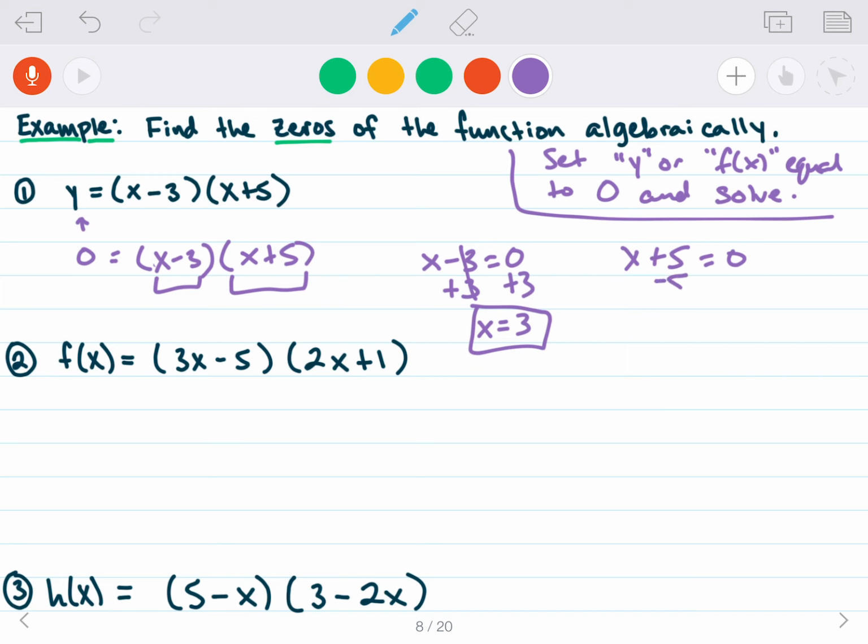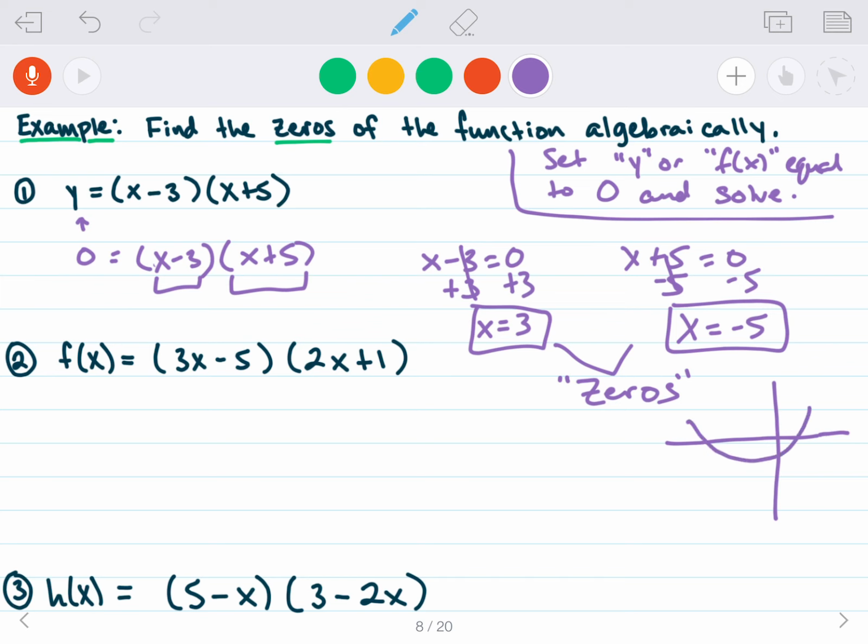If we were to look at this graphically, if we were to plug this into Desmos, you're going to get a picture that looks a little something like this. We know that it's concave up because this A is understood to be 1 in the front there. And it's going to cross that x-axis at negative 5 and 3. That's where our zeros are going to be. All right? Let's do the next one.